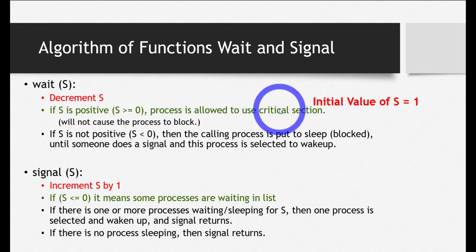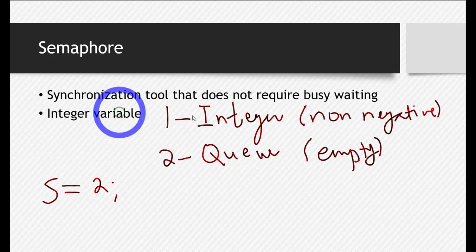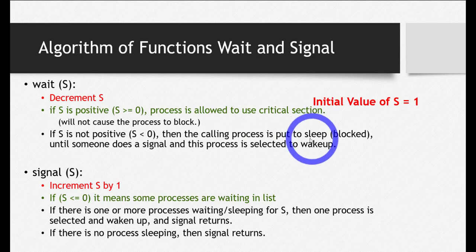By saying that it is allowed to use the critical section, we mean that the process is not blocked. And if it is not positive, if it is less than 0, it is negative, then that process is blocked, or we can also say put to sleep. So that process is actually put in that queue which we talked about here, this queue. It is blocked until some other process comes and calls the signal function.